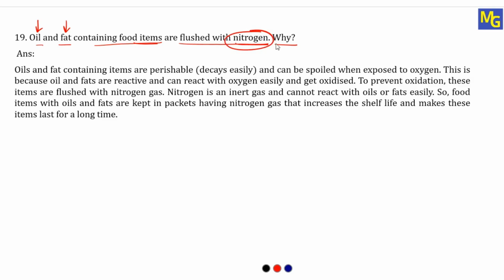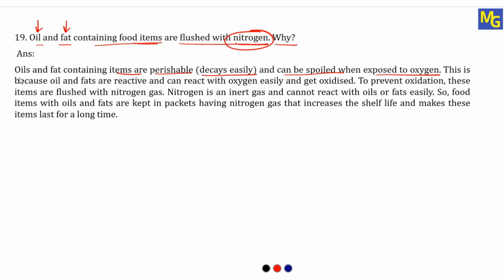Like for example, chips packets or pickles or any sweet items. So these all food items, before packing, they will be flushed with nitrogen. And the reason, we have to write it here. So answer: oil and fat containing items are perishable. What is perishable? Decay easily. Decay means they'll get spoiled easily. So here I have written, can be spoiled when they are exposed to oxygen.